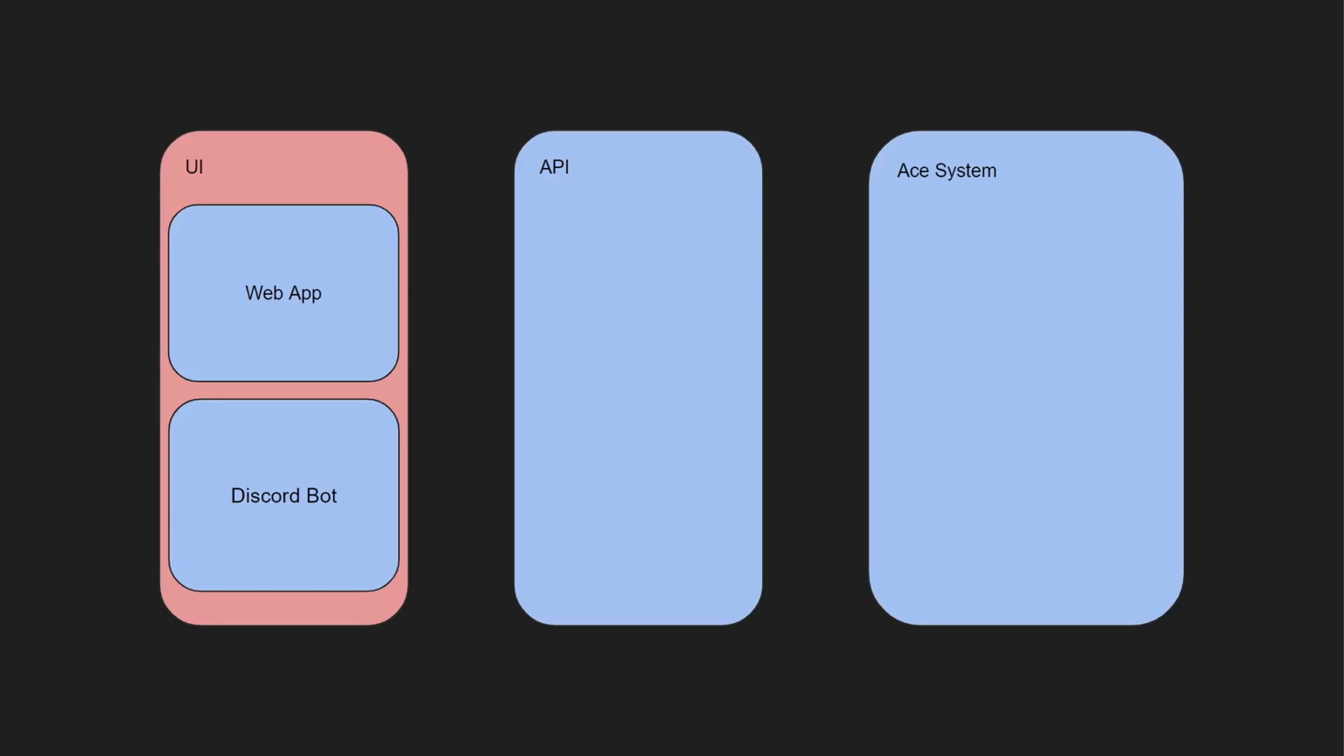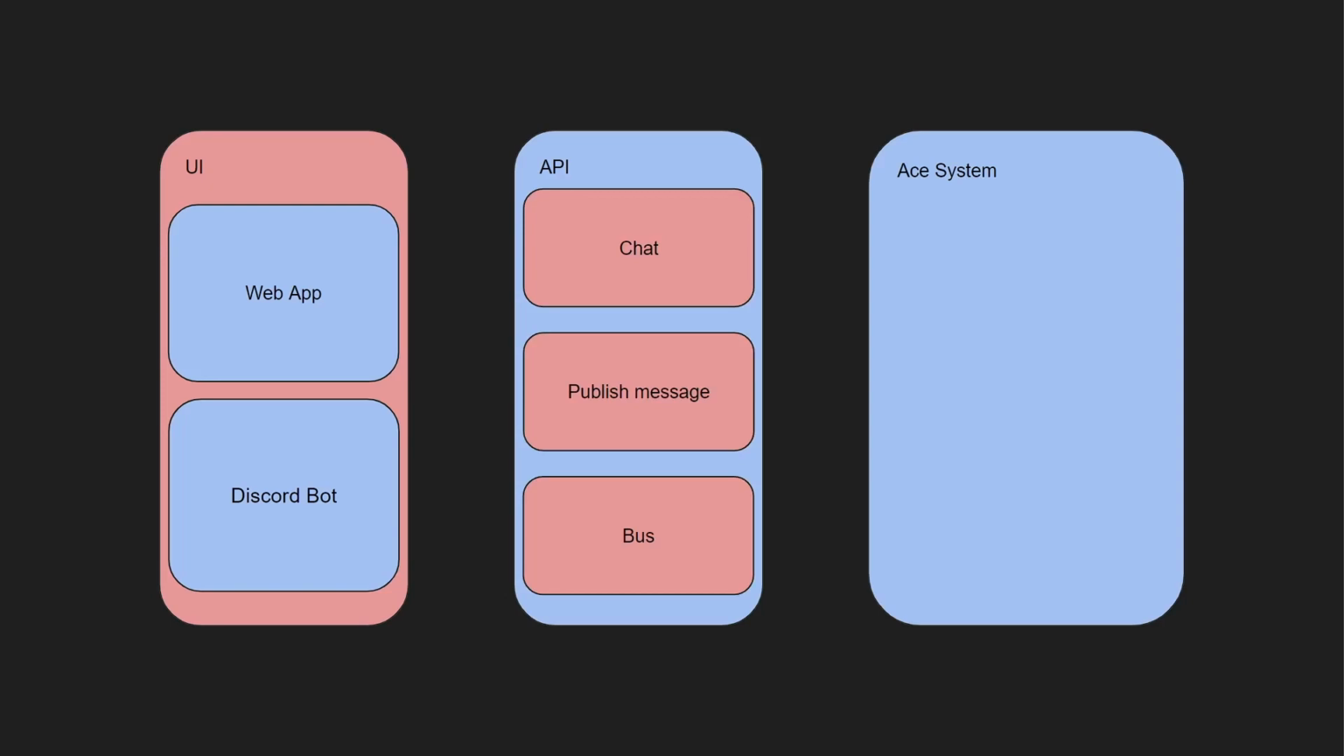Now for the API, the main endpoints are the chat, publish message, and bus endpoints. The chat endpoint receives input from the user and outputs the generated message from the ACE framework. The publish message endpoint receives a message and publishes it onto the corresponding bus. And the bus endpoint fetches all the messages from either the north or south bus.